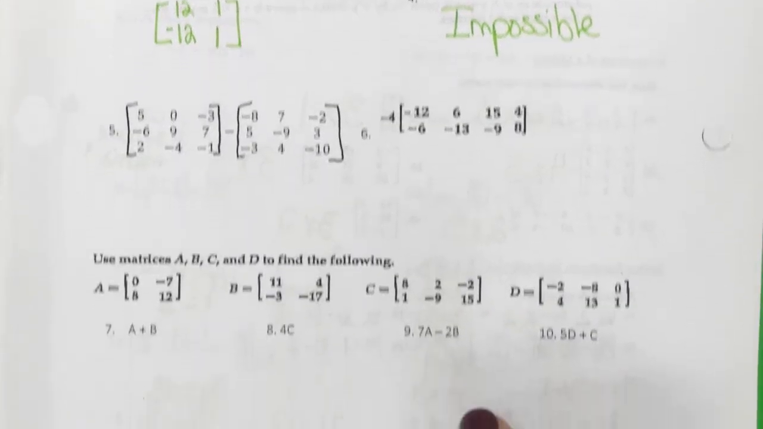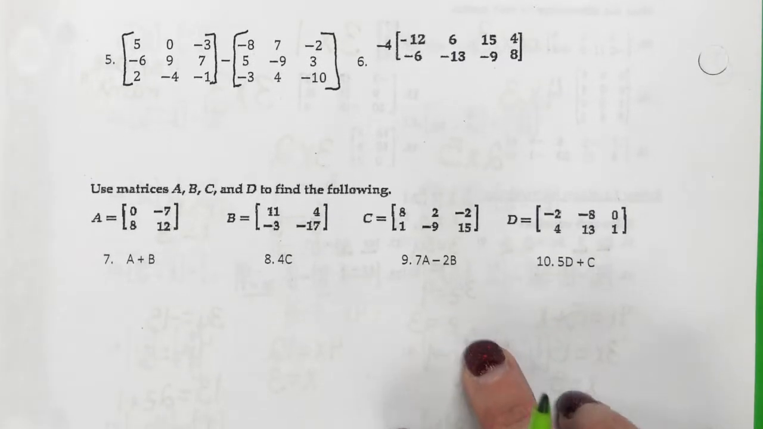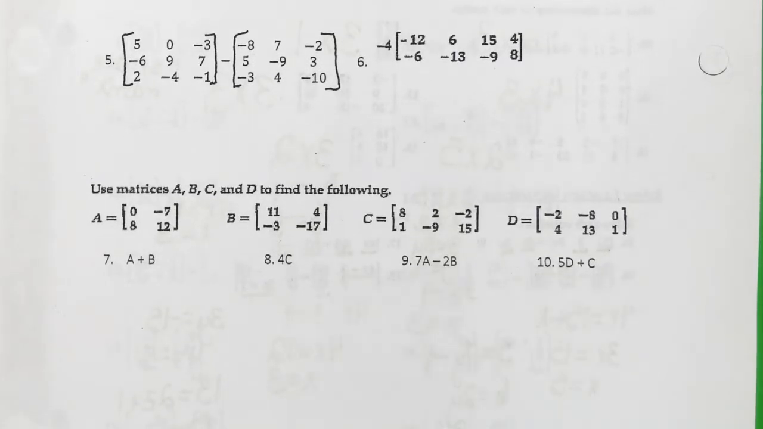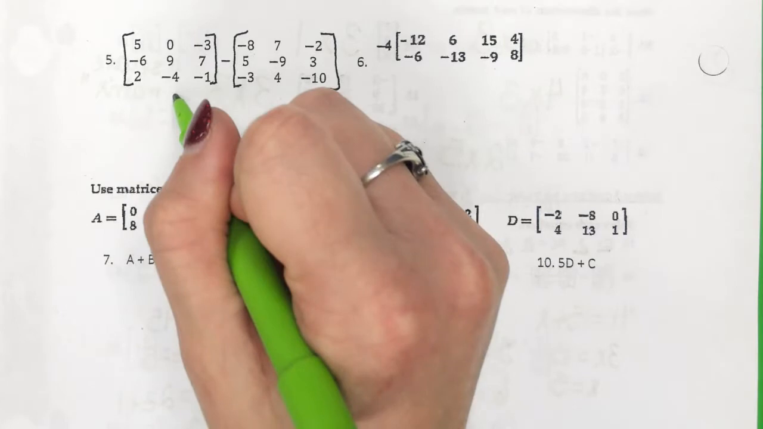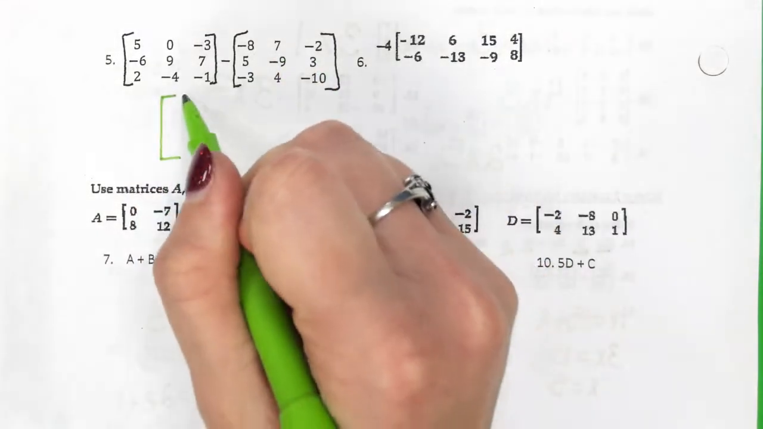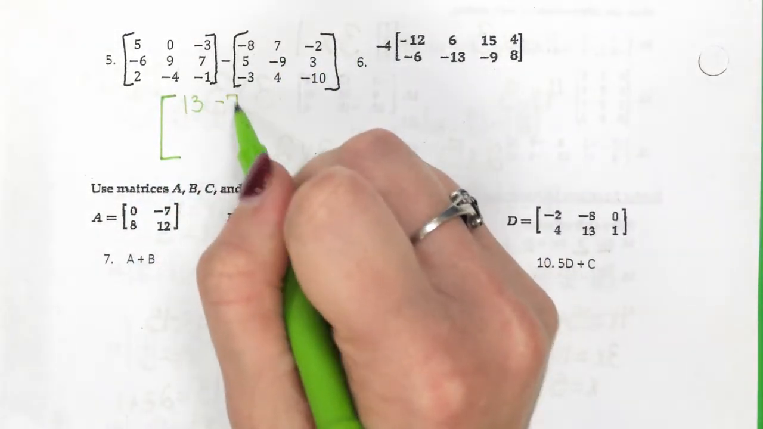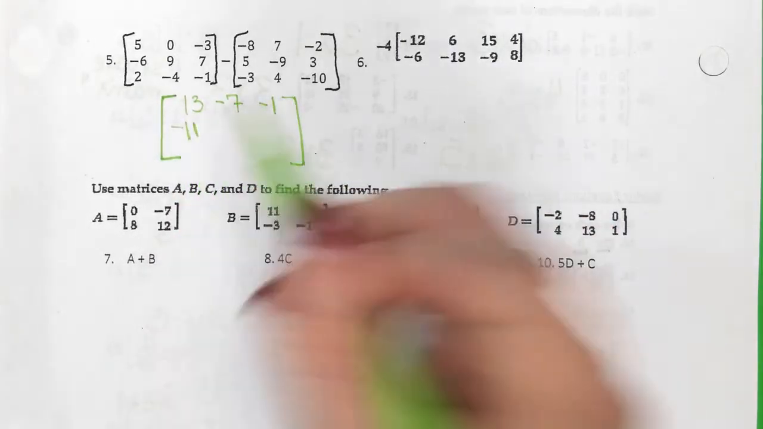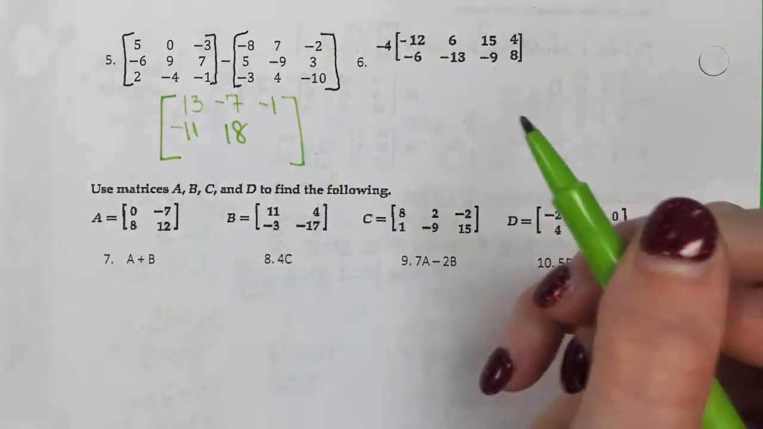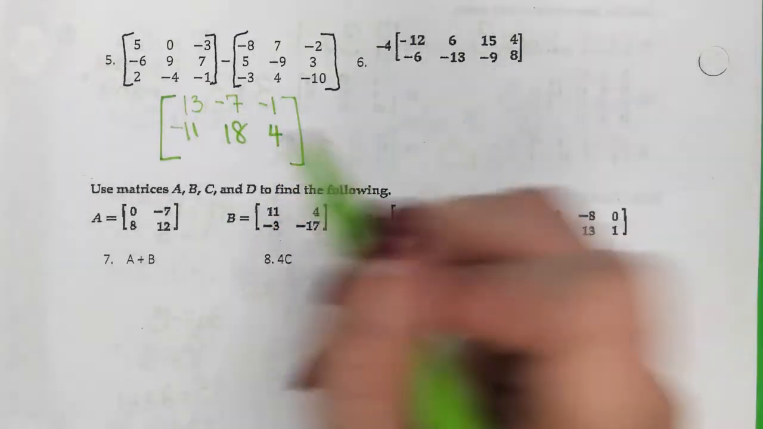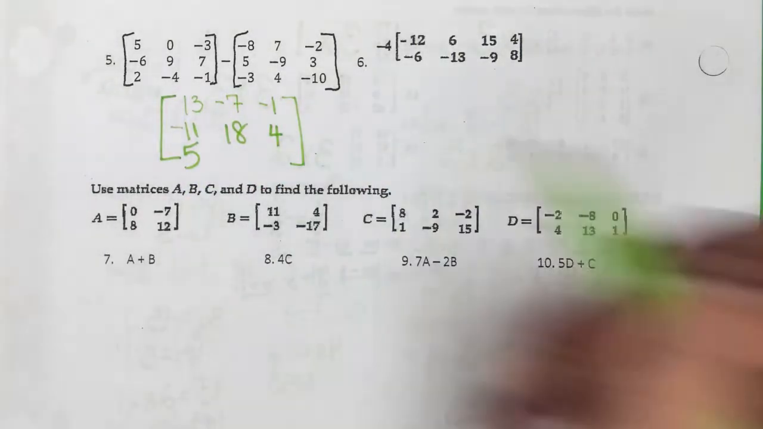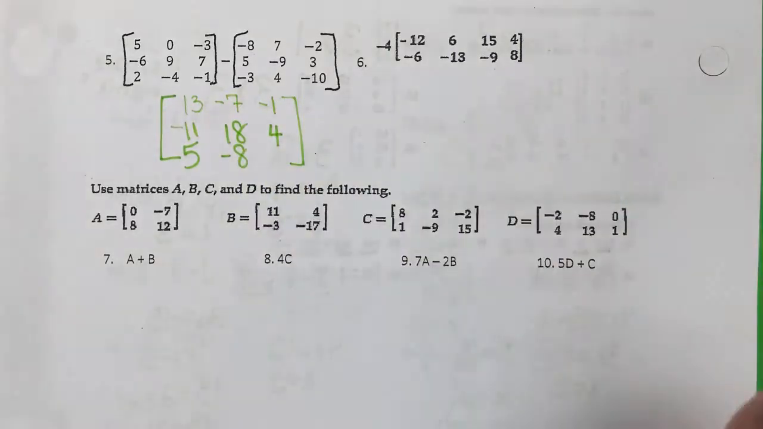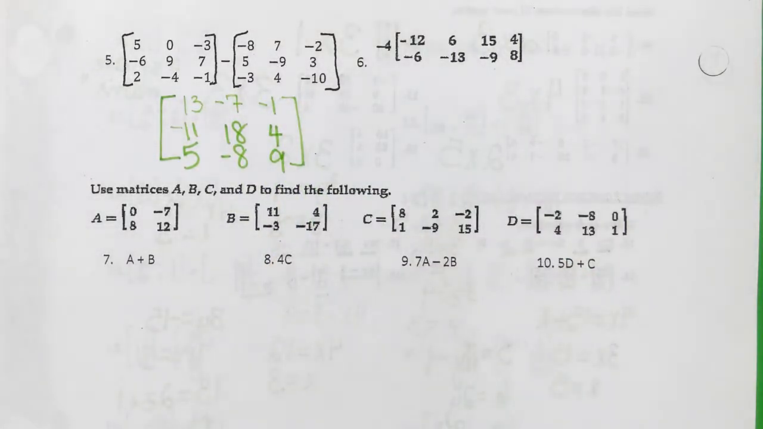All right, number 5. Here we go. Those are the same size, right? And we're just going to subtract them. What do we get? 13. Yep. Positive 5. Yep. Perfect. Y'all okay? Anybody have an issue?